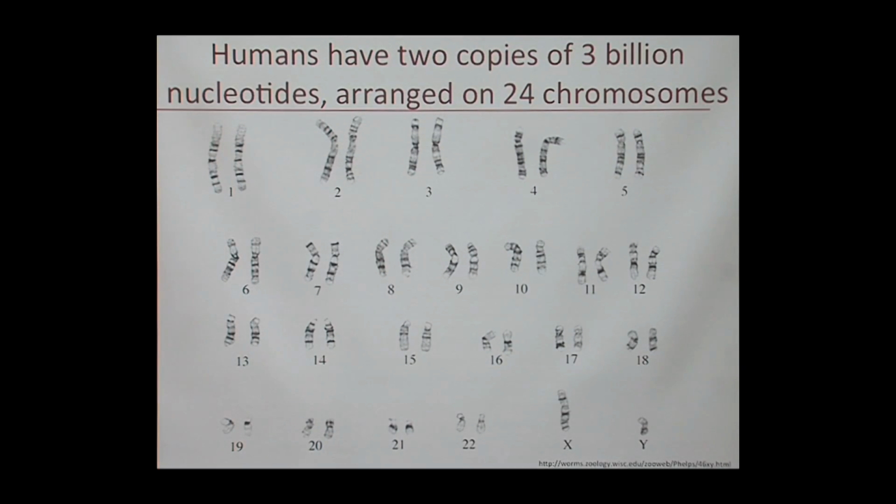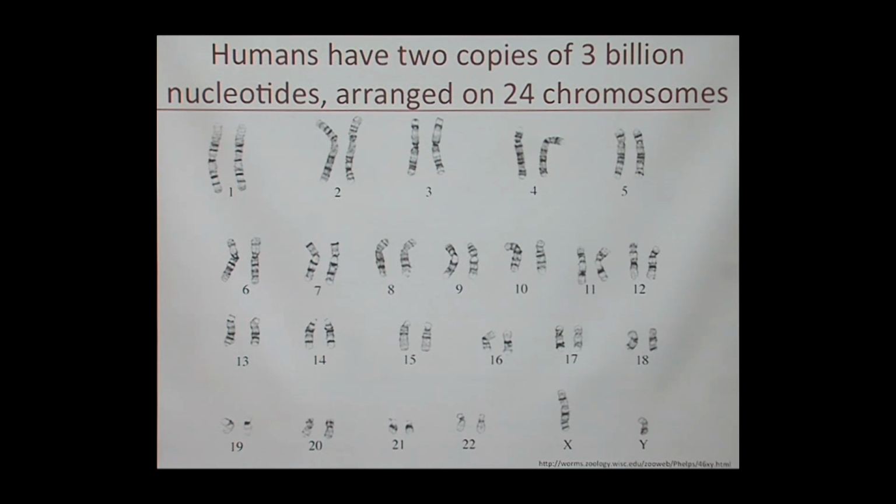And in humans, we have a lot of it. In fact, specifically, we have 3 billion base pairs from our mother and 3 billion base pairs from our father. These are arranged on chromosomes, and what we're looking at here are the chromosomes for a single individual. You'll note that there's 22, which are numbered, and then an X chromosome and a Y chromosome. So this is a male. If there were 2 X's, this would be a female.